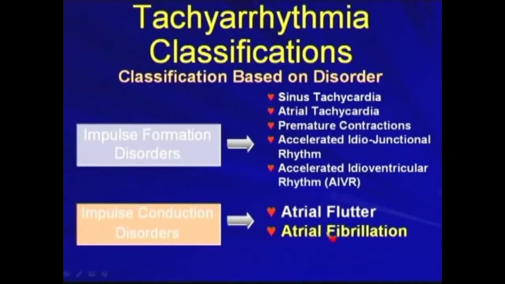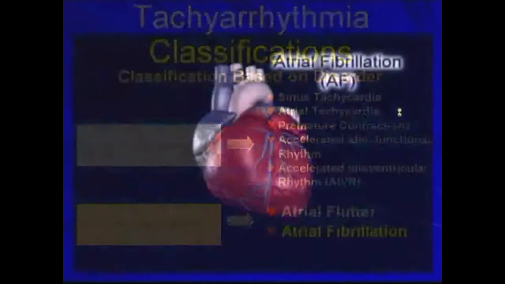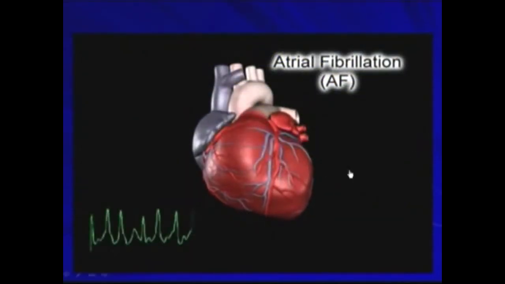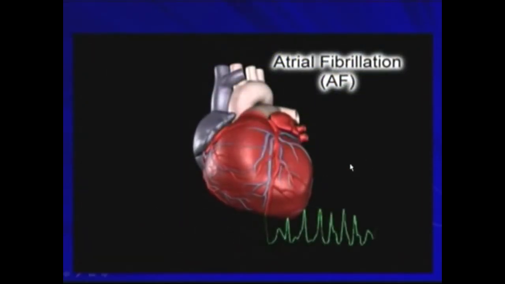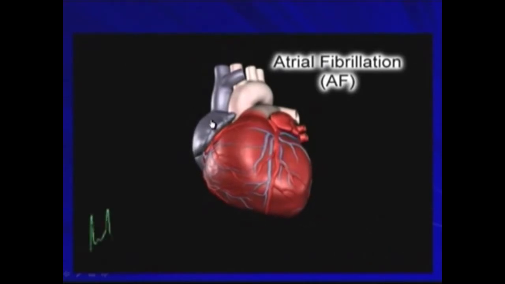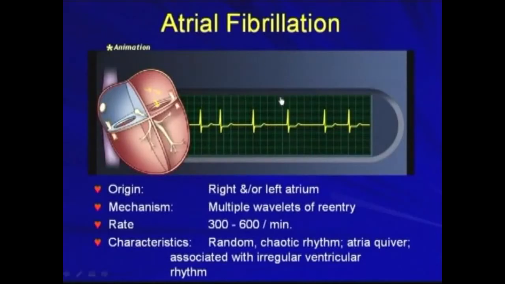Next, we will discuss atrial fibrillation. Here's a diagram of atrial fibrillation. You can see here the atrium, the right atrium and the left atrium, is fibrillating, and there's an irregular ventricular contraction. In atrial fibrillation, the origin of the arrhythmia is from the right and/or left atrium.